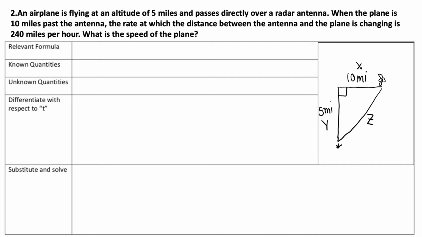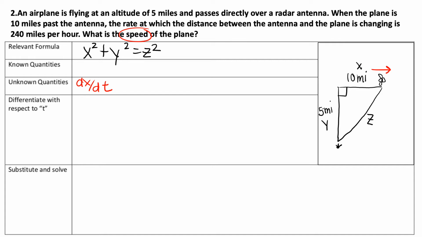So here I want to look, what is the speed of the plane? Now when I say the speed of the plane, I mean how fast is it moving this way, which means what I'm really looking for is dx/dt. So I want to relate my 3 sides, again using my good friend Pythagoras. So I can write this as x squared plus y squared equals z squared, and then let's go ahead and fill in everything that we know from this problem.